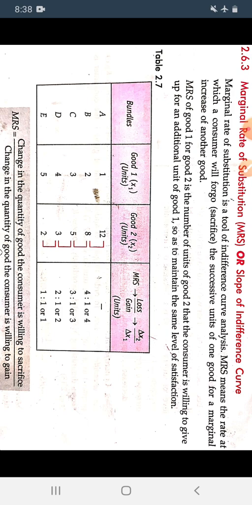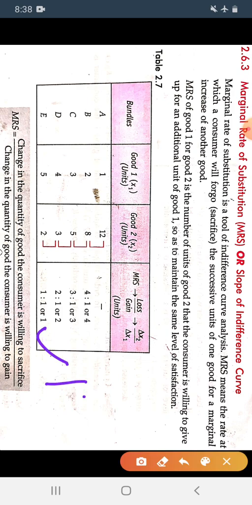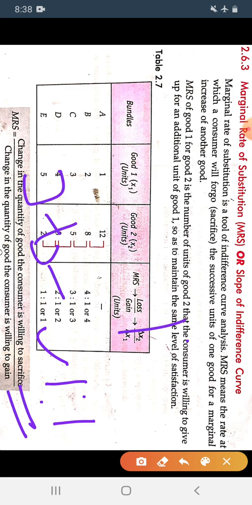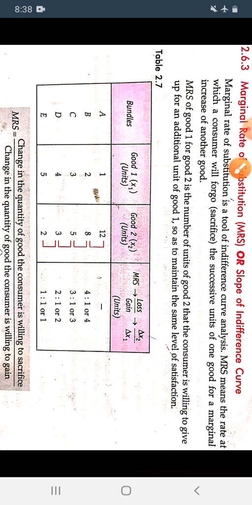The difference is 1. Then the ratio will be 1 is to 1. Okay, the difference, and the 1 is to 1, or written as 1 only. So MRS is equal to the change in the quantity of the good the consumer is willing to sacrifice to the change in the quantity of the good the consumer is willing to gain.